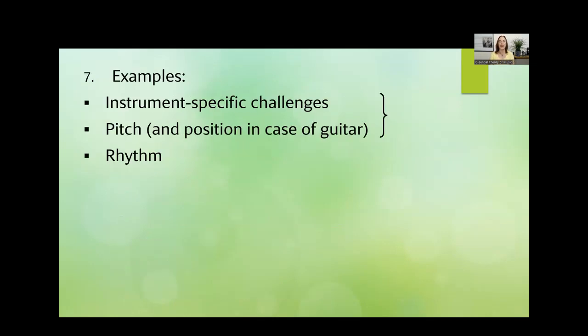Okay, now I'm going to jump into some examples, and I'm basically going to combine the first two bullets here. So that's the instrument-specific challenges as well as pitch, and in the case of the guitar, positions. And then I'm going to look at some rhythmic exercises.